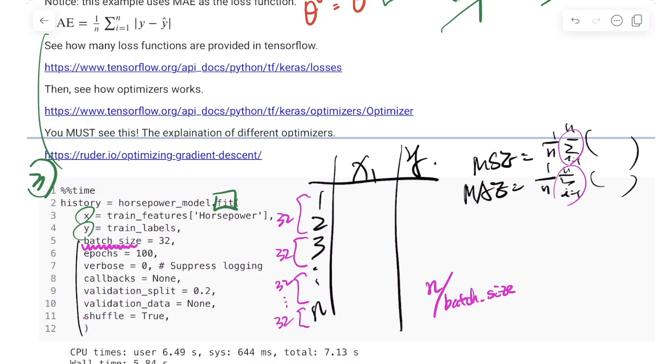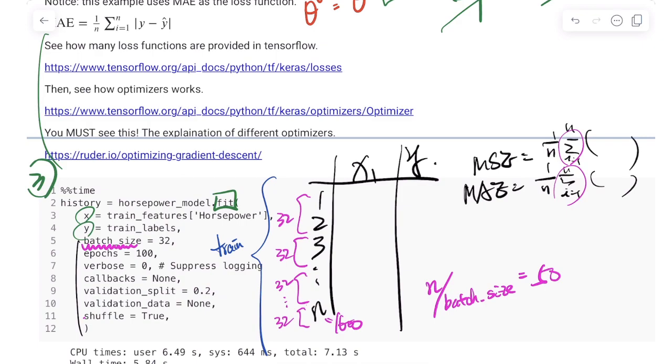So for example, if the n number is 1600, the number of batches should be 50. That means you divide the entire training data set into several small batches, and each batch has 32 data points. In this case, you have 50 batches.